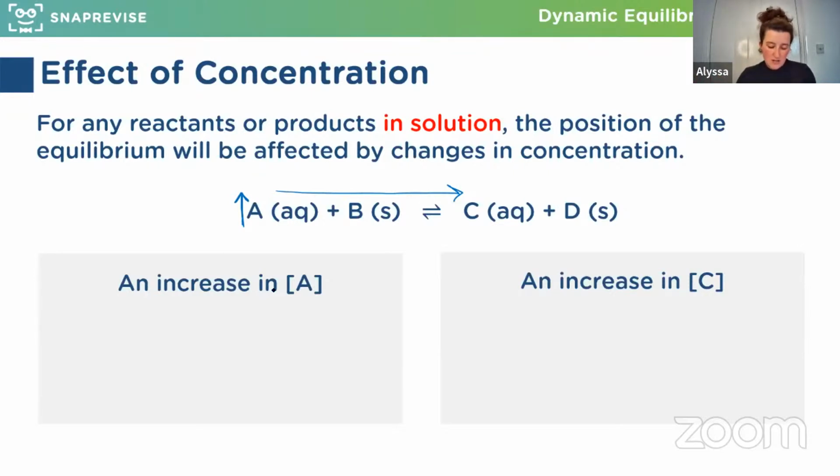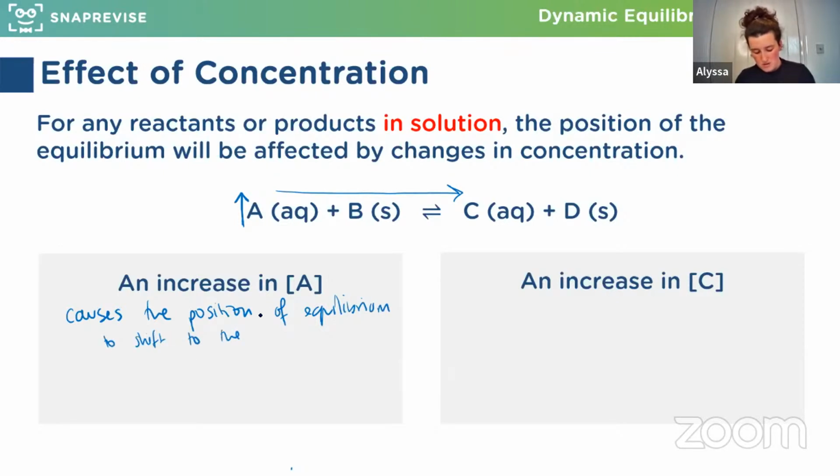So as we increase the concentration of A, it causes the position of equilibrium to shift to the right. And we would end up with more C and D to counteract that change. So we would get more C and D produced in our system. Really nice. Very well done if you're happy with that one.